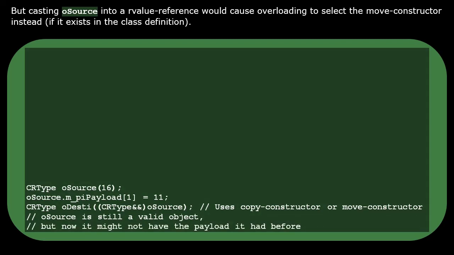However, because move semantics might have occurred, you, the client programmer, should assume that its payload might have been taken away from it, or maybe not. So you have to now treat oSource kind of like you would an uninitialized object once again.